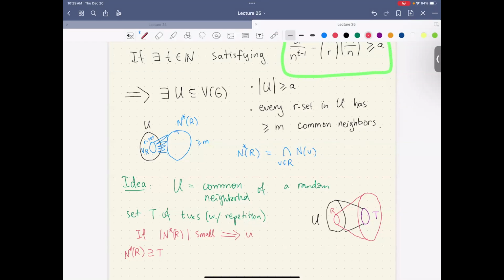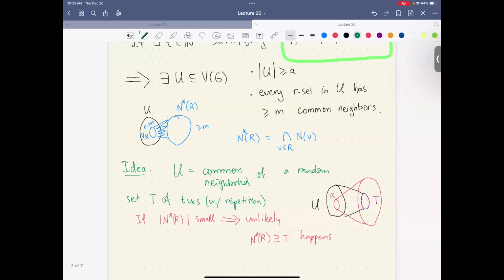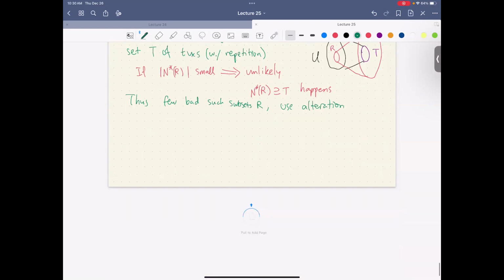This implies unlikely this occurs. Thus, there are only few in expectation bad such subsets. Use first moment alteration. This is the idea. All right.